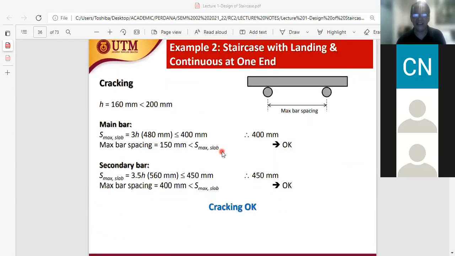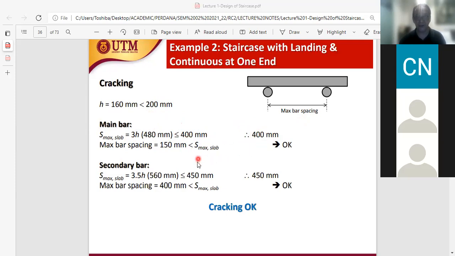And finally kita come to the cracking punya zone, because the H, overall thickness, is less than 200, maka the maximum allowable spacing of reinforcement is 3 times H, okay, which is 480 mm. H is 160 times 3, ataupun 400 mm, whichever is less. So therefore kita menggunakan 400 mm. Our actual spacing is 150. So our spacing of 150 is less than 400.